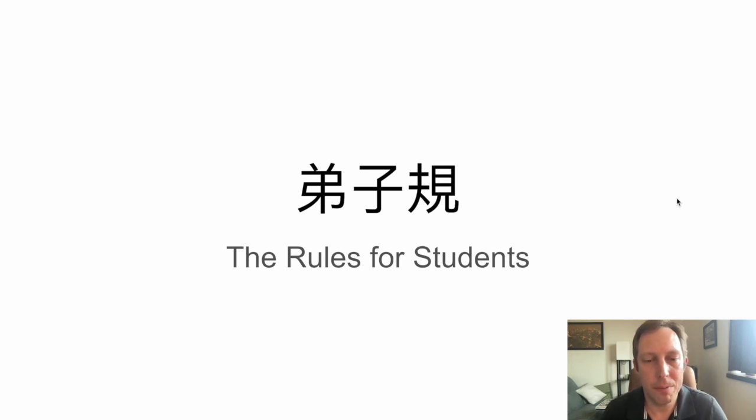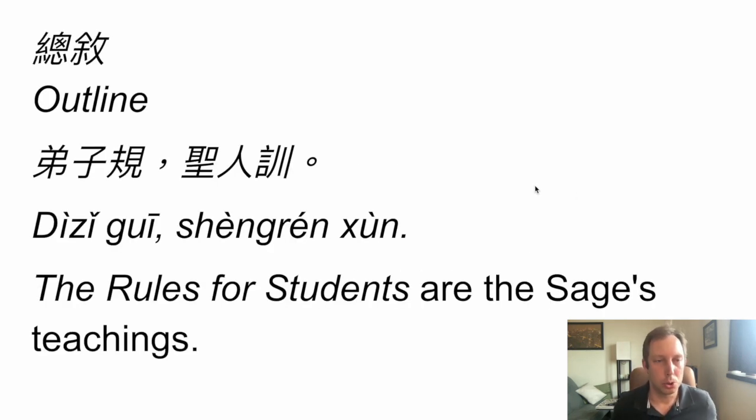弟子规, the rules for students. 弟子 means students and 规 means rules. So literally, students' rules or the rules for students. 总序 just means outline.